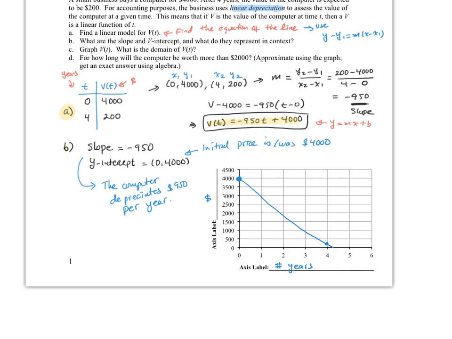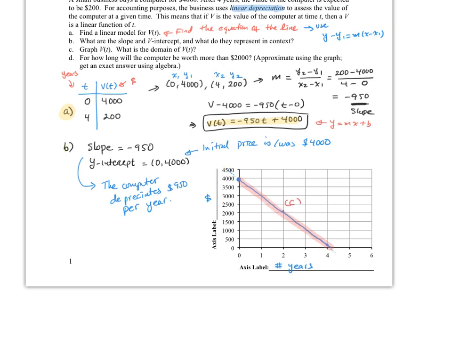Just do it like this. Now there is nothing on this side because time is not negative, and the price of the computer cannot also be negative. So up to this point, it will be the domain. So the domain is going to go from, in this particular case, 0 to 4 point something.